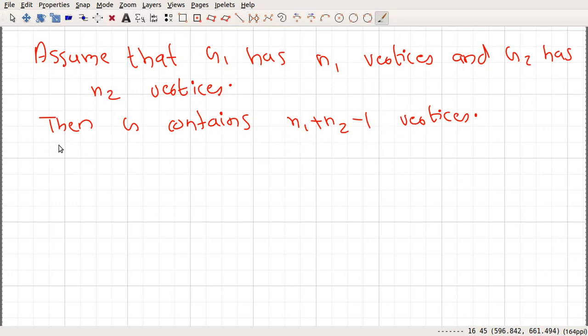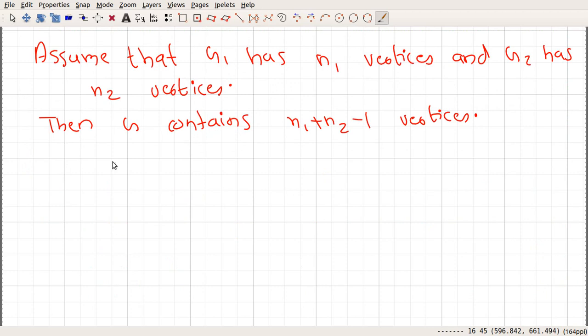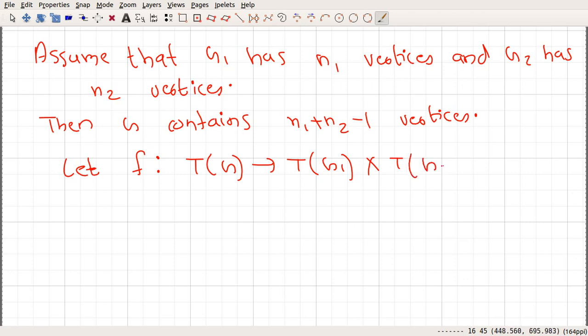Okay, so next, as I said, we are going to define a function using these three sets. Let's see how that function is defined. Let's call that function f. So let's define a function from the set of all spanning trees of G to the cross product of the set of all spanning trees in G1 cross product with the set of all spanning trees in G2.